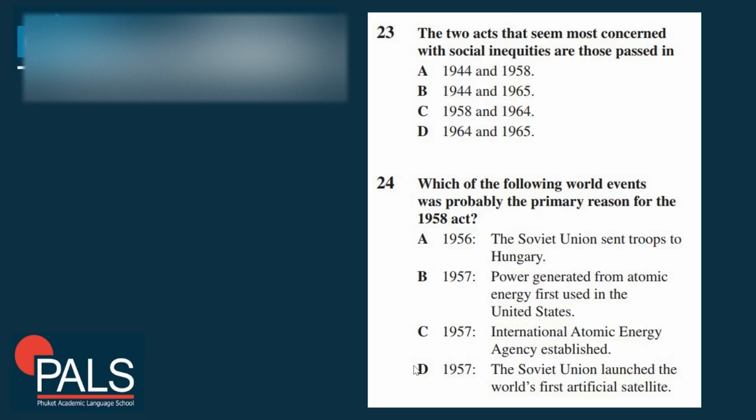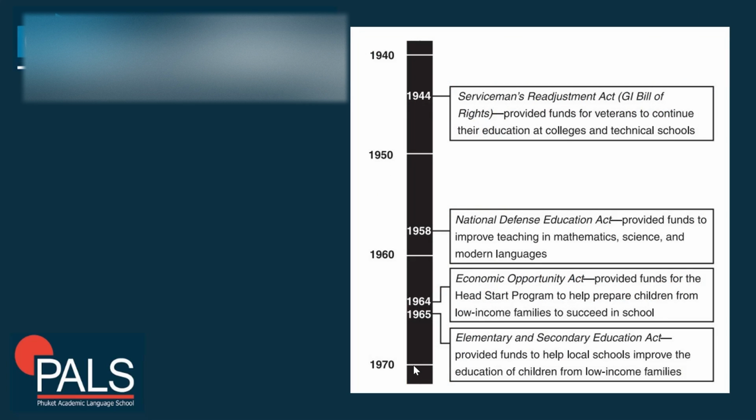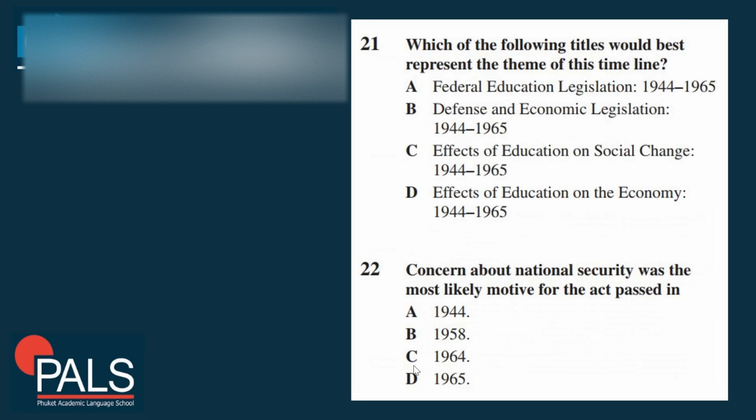This is asking you to draw conclusions and think about the effects of these events and what would be required to respond to them. The correct answer is D. The Soviet Union launched the world's first artificial satellite. Launching a satellite by your Cold War enemy would definitely encourage you to try to get your children to be better at mathematics, science, and modern languages, so you can exceed their technological advancements.